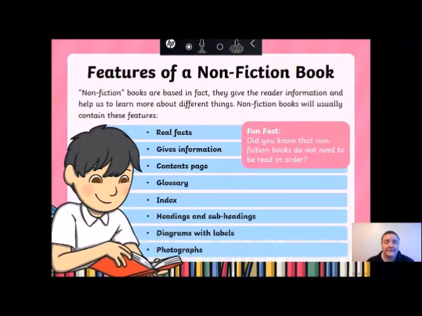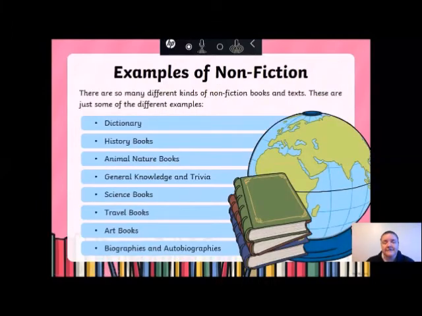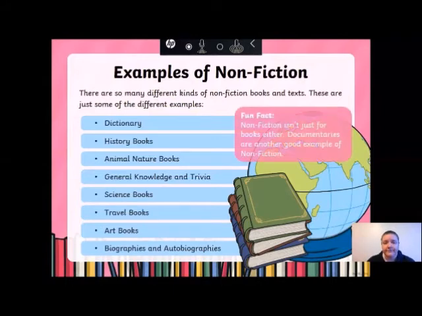And one of the great things about non-fiction texts is that you don't have to read them in order from beginning to end like you do with a fiction book. You can just dip in and out to find interesting information. Here are some examples of non-fiction texts. They include a lot of things that you'll be familiar with that we use at school, like dictionaries or history books, books about science. You might also have books at home about travel. If you've been on holiday somewhere and you've bought a guidebook about that area, that's a non-fiction text as well.